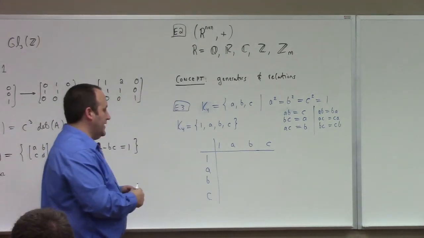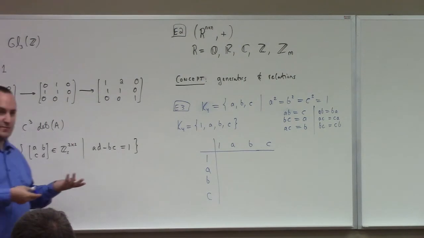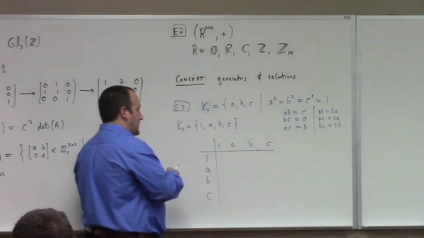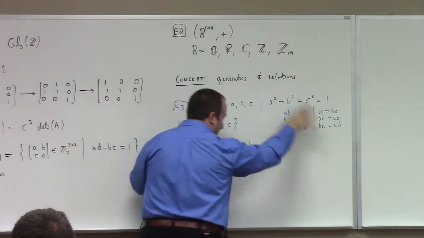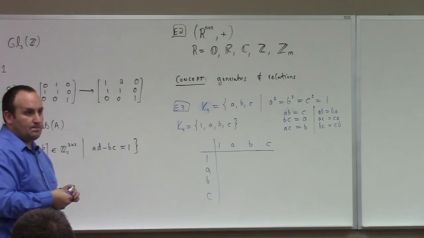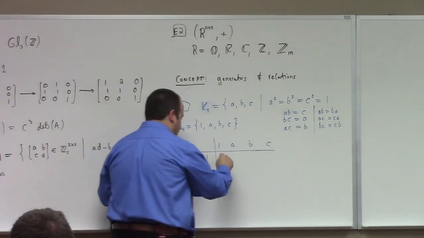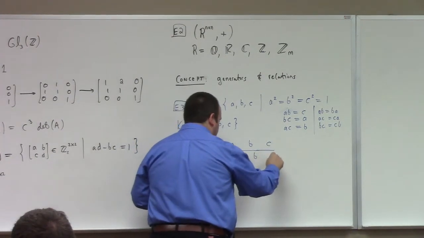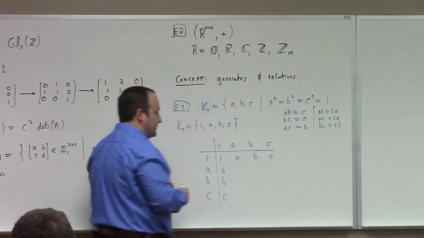Now, if we can fill out the Cayley table, then we've defined the group multiplication, right? And my claim is that saying there's A, B, C, and this is how you multiply them, suffices to generate this group. The first row and the first column are automatic from the assumption that 1 is the identity, and we are assuming that.